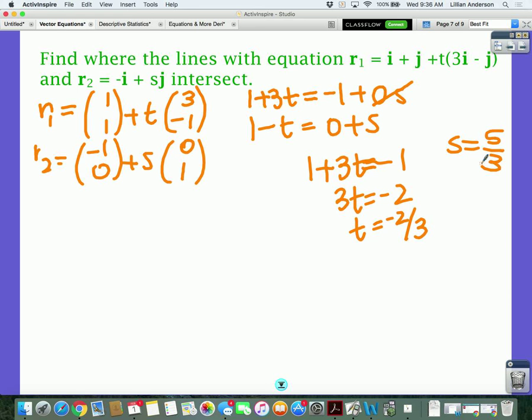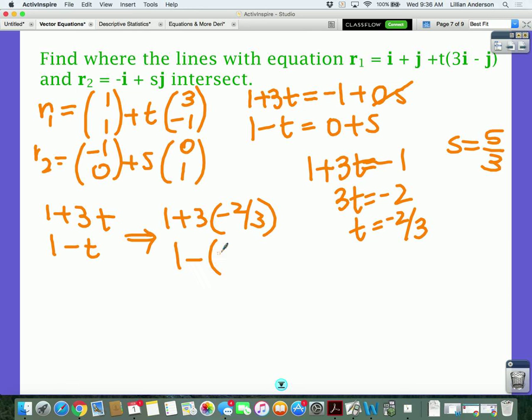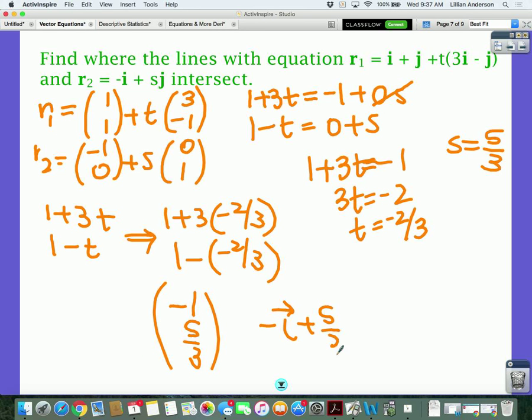So then to find the actual coordinates themselves, you go back to your original equation and plug that number in. So you have 1 plus 3 times a negative 2/3 for your first component, and 1 minus a negative 2/3 for your second component. So the first one would be a negative 1. The next one will be a 5/3. So that would be the column format, but because it gave it to us in I's and J's, I strongly encourage you to write your answer in that format.